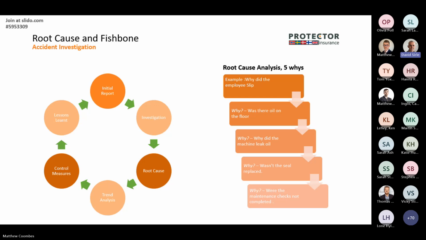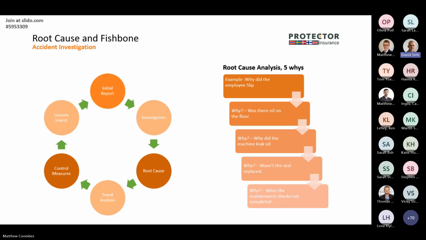As part of your investigation, you may want to undertake a trend analysis before you implement your control measures. And this is because you may have had an accident at one location, but by collecting data from multiple incidents, you may notice that you have a wider issue across your organization. You don't need to just do this off the back of an incident, but by tracking information over time, you can then anticipate potential accidents and focus your efforts to help prevent them before they take place.